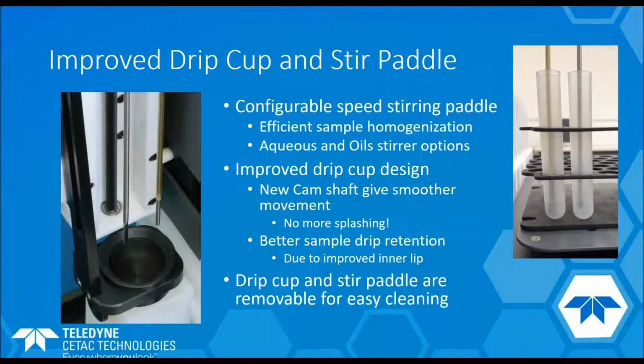That stir speed is configurable, and you can configure it across 3 different zones. So you can use a different speed for your standards, your samples, and your rinse station. There are aqueous and oil stir options, though primarily we found that for the aqueous applications, the stir is not necessary. The drip cup has also been improved.